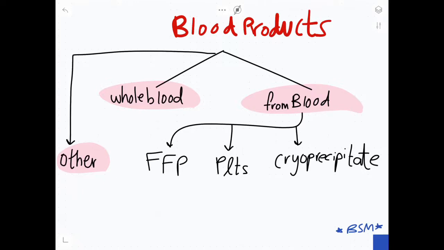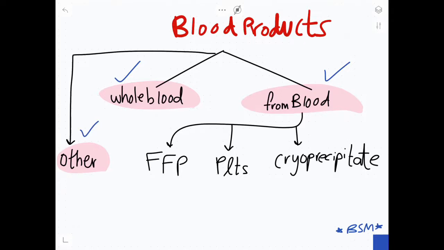In this video, I'm going to be talking about blood products. There's a lot of confusion and different things, but I'm just going to give you really high yield stuff that's going to help you a lot, inshallah. So let's talk about blood products. There are three kinds of blood products. There's whole blood. There's products made from the blood by centrifuging it, and then there are some other things.